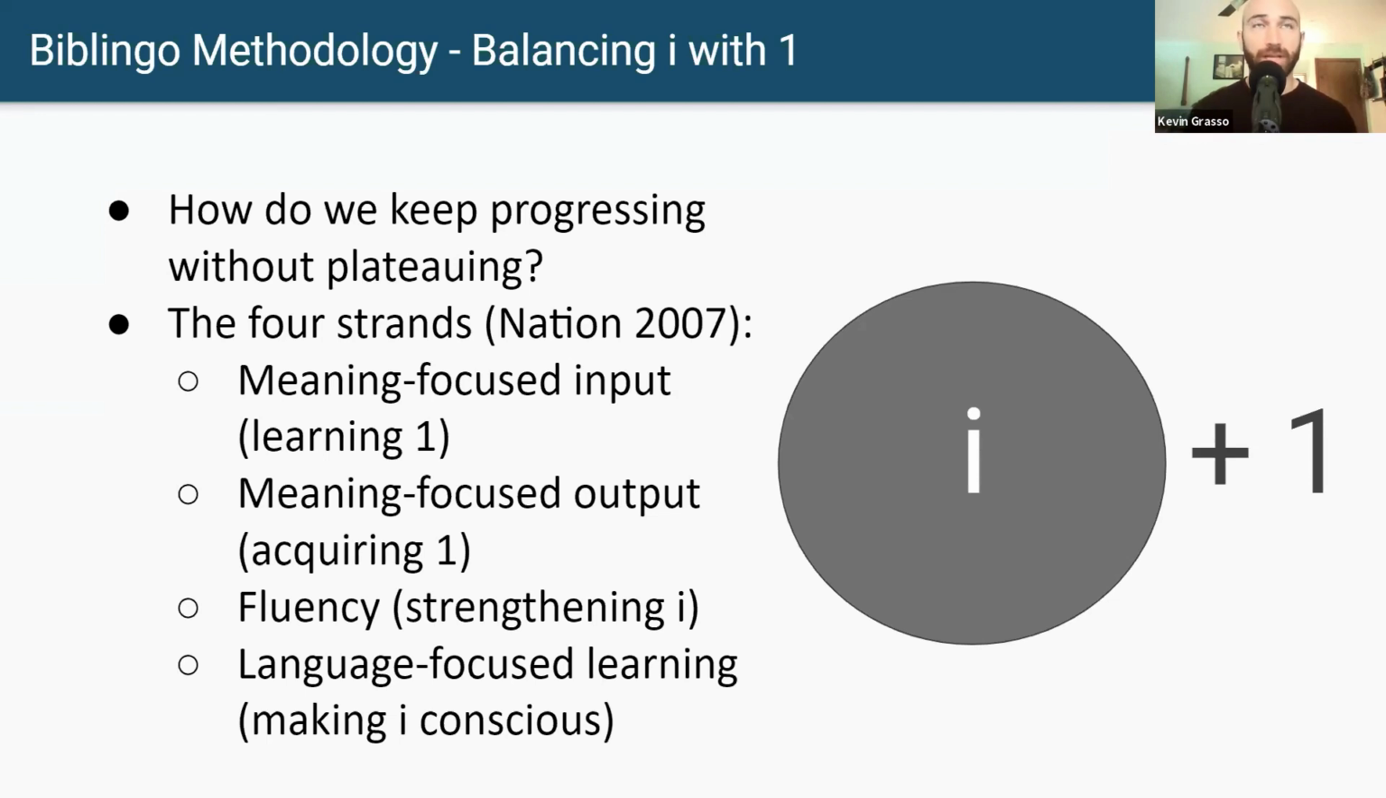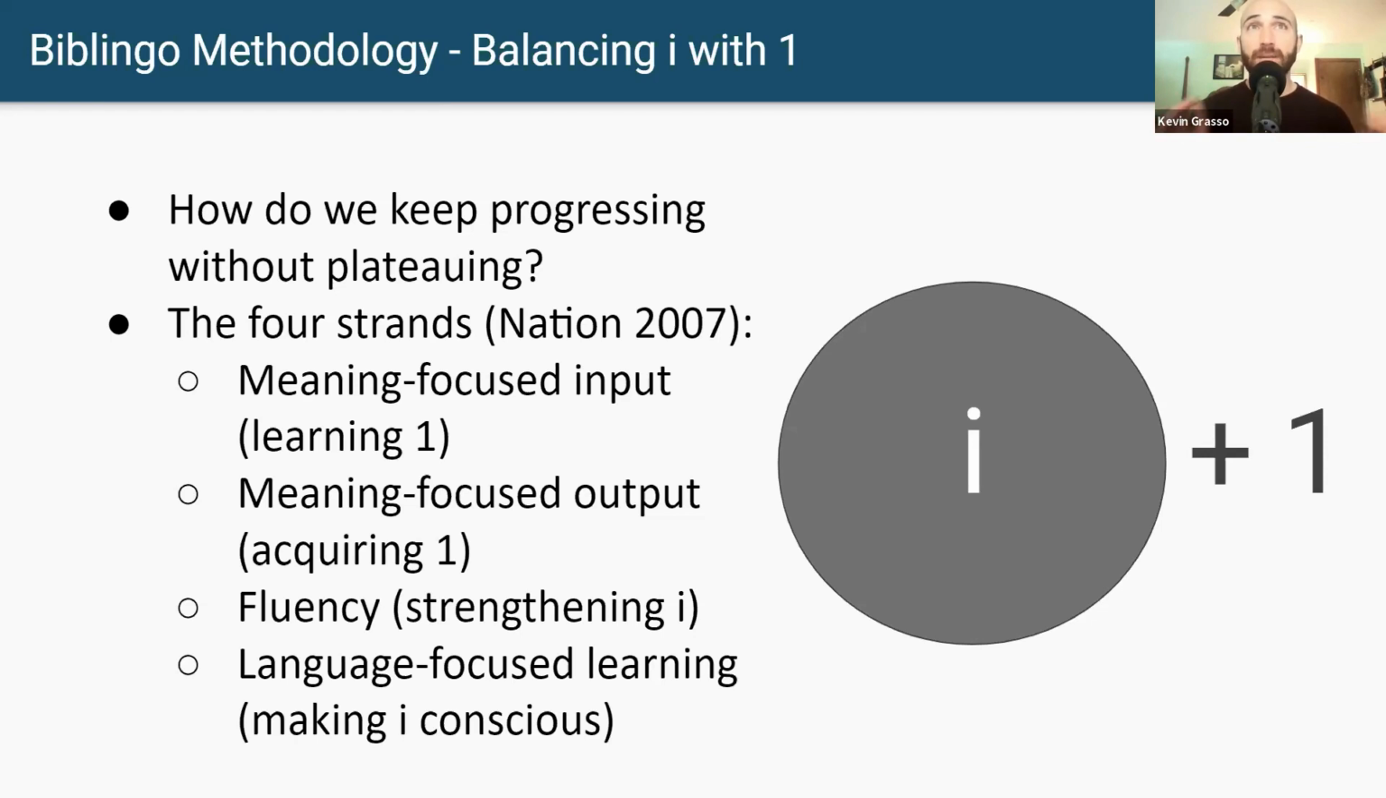And this is where Paul Nation's work comes in with the 4 strands. There are different ways of looking at language learning, right? There are 4 different kinds of exercises. So we have meaning focused input. So this is listening and reading. Meaning focused output is speaking and writing. Fluency, and then language focused learning. Okay, so we'll talk a little bit more about these.